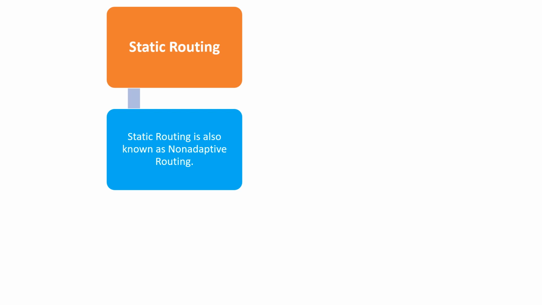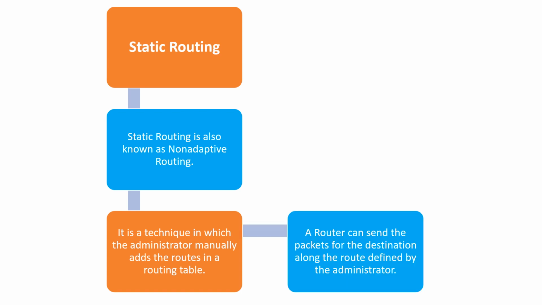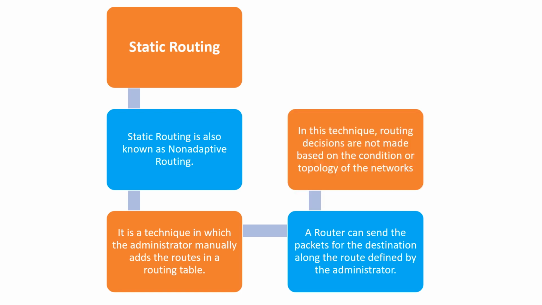Static routing is also known as non-adaptive routing. Why it's called that: it is a technique in which the administrator manually adds the routes in the routing table, and the router can send the packets for the destination along the route defined by the administrator only. So in this technique, the routing decisions are not made based upon the conditions or topology of the network. So this is called non-adaptive routing.